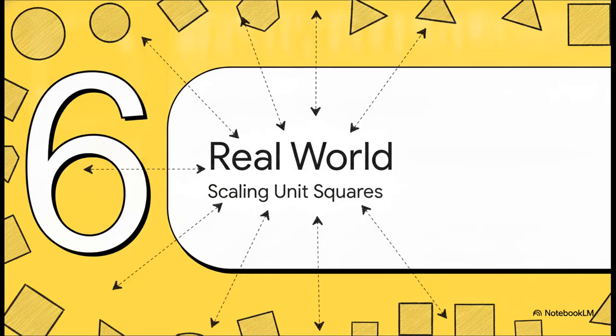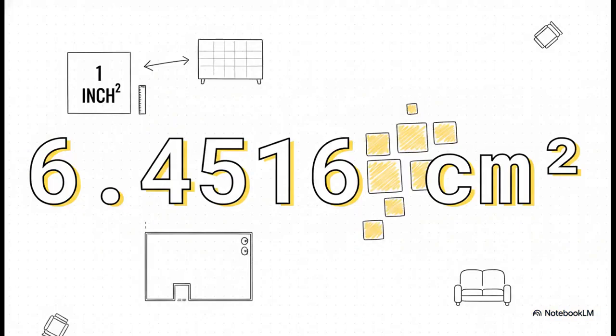Finally, part 6, measuring the real world. Because look, we aren't just calculating area to pass a test. We use it to measure the physical space around us, from the tabletop you're working on right now to the floor plan of your entire house. And in the real world, we constantly cross between different units. Say you have exactly 1 square inch of table space, and you want to know how many square centimeters that is. You don't just multiply by 2.54, you have to square it. 1 square inch is precisely 6.4516 square centimeters. It's a tiny little detail, but it perfectly reminds us how unit squares actually scale physically.